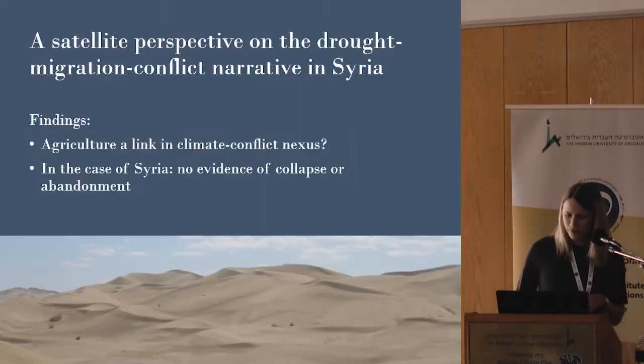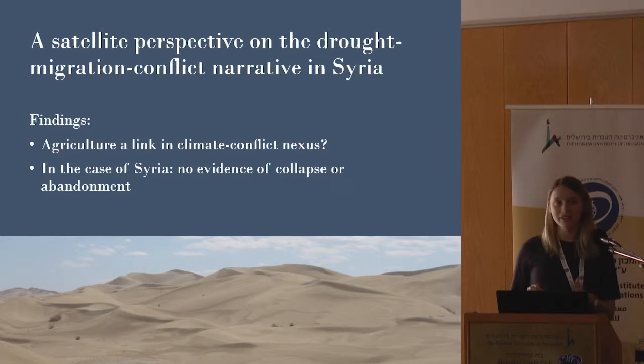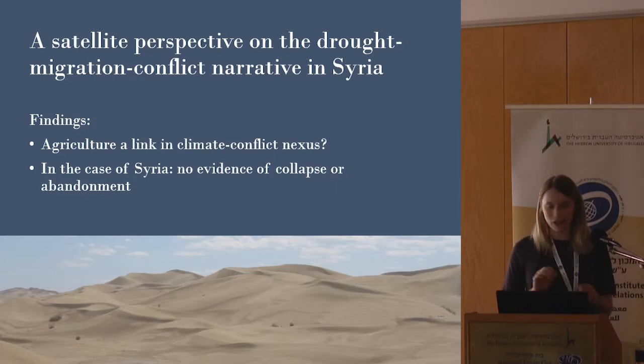So basically what I want to say with this study is that if we claim that agriculture is an important link in the climate conflict nexus, you need to look into agriculture more and see what's actually going on and what we can learn about it. You can't just say that there was an agricultural collapse. You need to first define the collapse, what does it mean, and then did it really happen like that? And I think in the case of Syria, there was no good evidence of a collapse in the way that I define collapse.